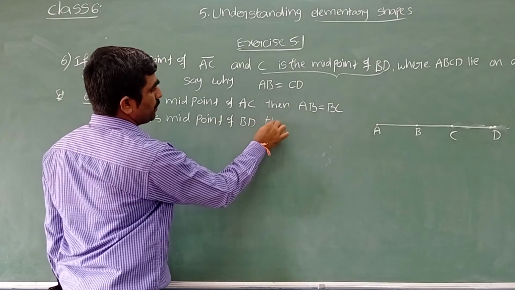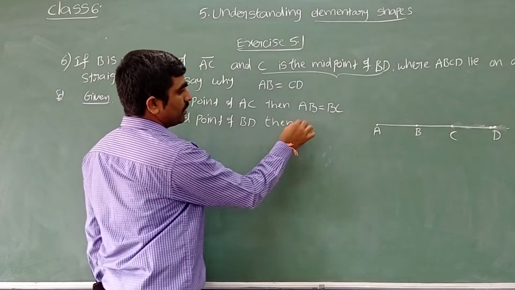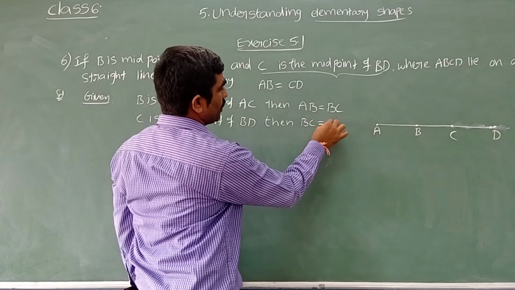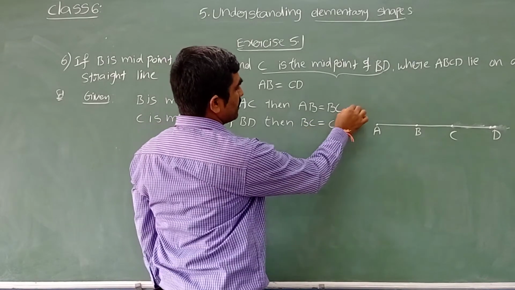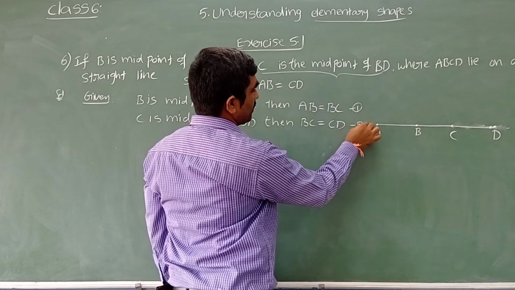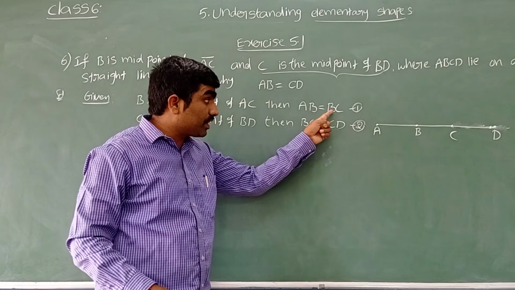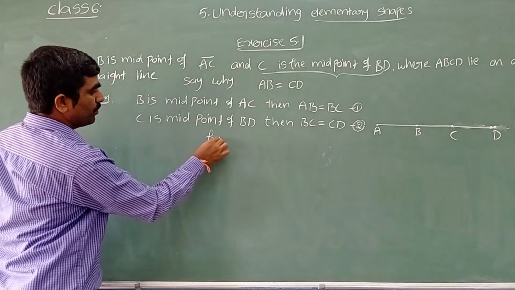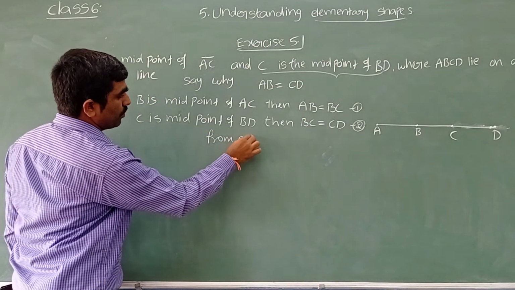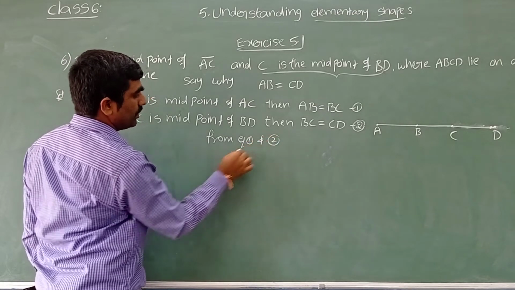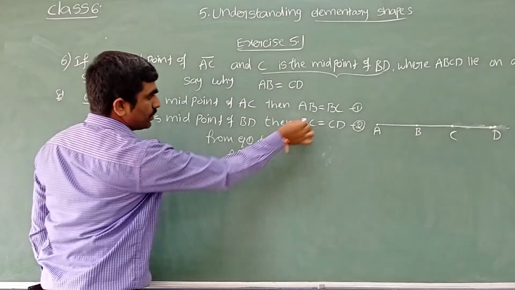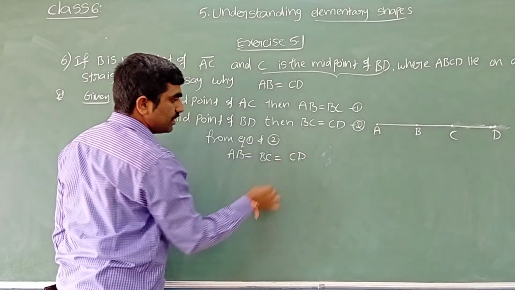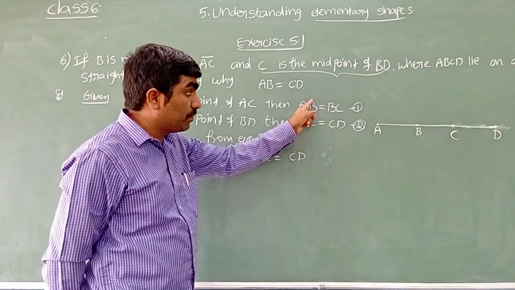So when C is the midpoint of BD, then we can say that both these lengths are equal: BC equal to CD. Let me call this equation 1, and the earlier one equation 2. See in 1 and 2, what can we see? BC is the common length. From equation 1 and equation 2, AB is equal to BC, and again BC is equal to CD.